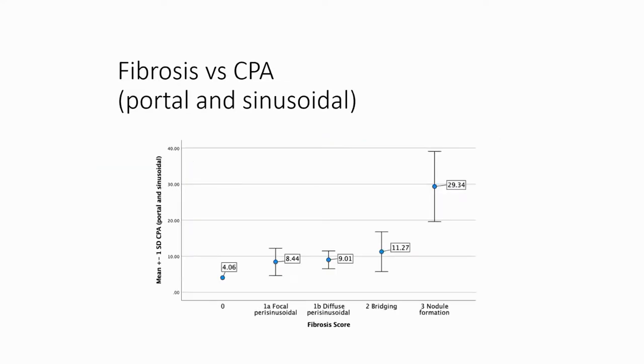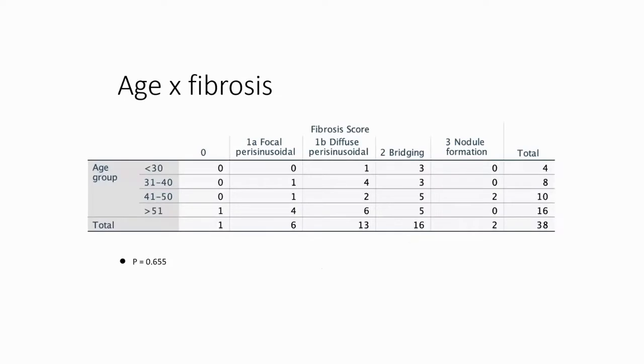And this is the correlation between our semi-quantitative assessment and the CPA. So you see they go together, and perhaps the CPA can help in correlating then with a clinical parameter like FibroScan or other correlates in terms of portal hypertension. And I think this is the last slide for me. That's the final one.